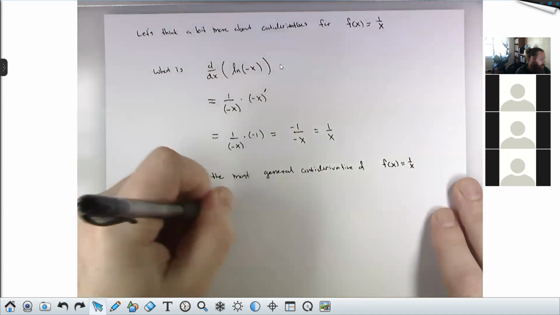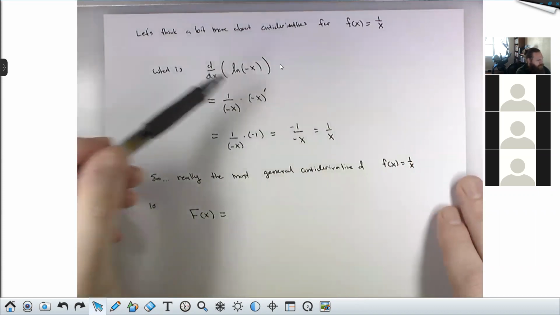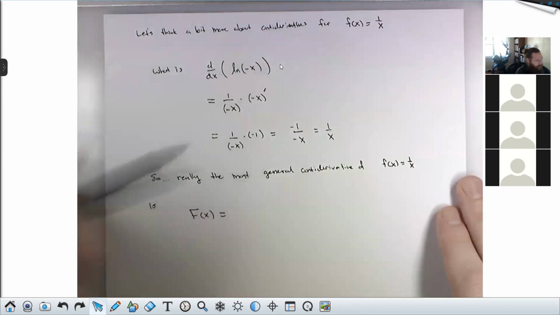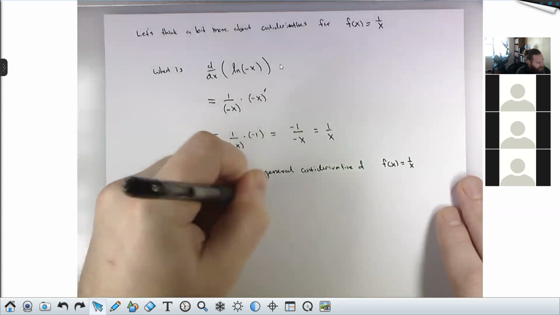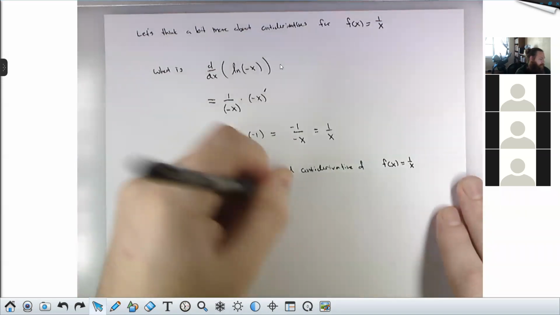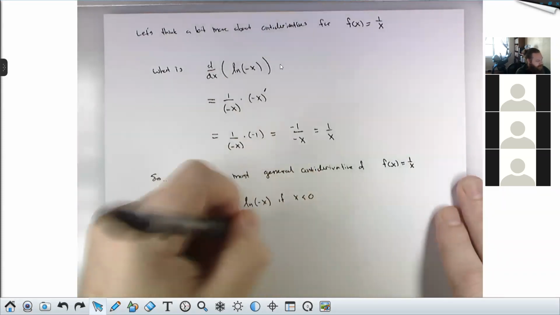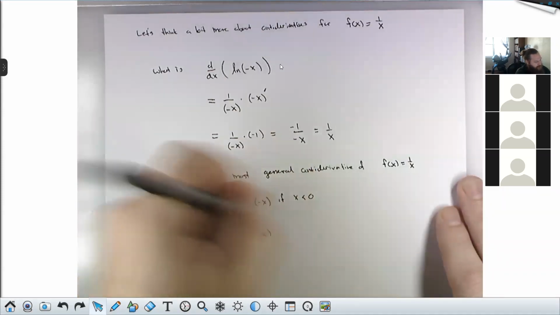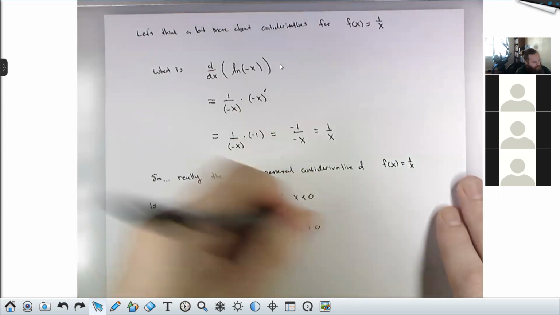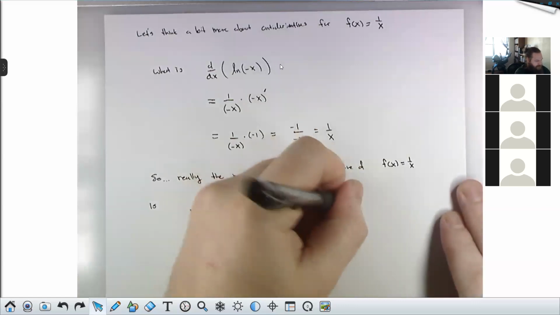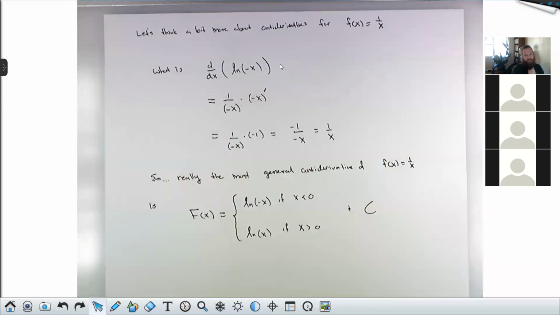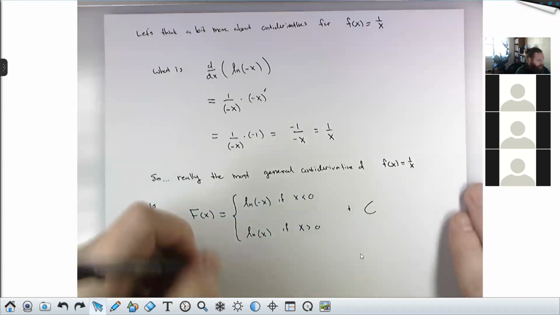capital F of x equals natural log of negative x if x is negative. I'll write it like this. ln of negative x if x is negative, and the ln of positive x if x is positive. And I should say, plus c. Forgive the notation here. There's a much nicer way to write this. Nobody would write it like that.